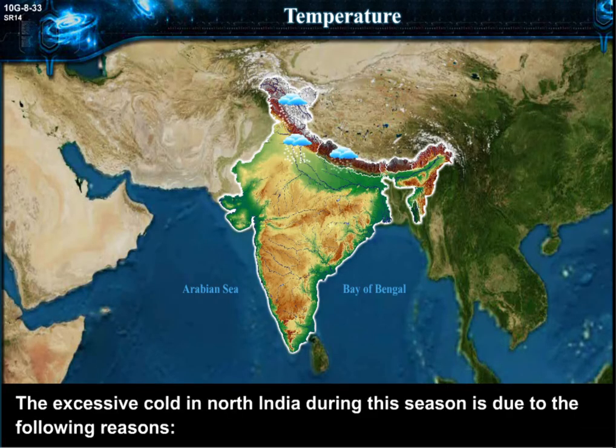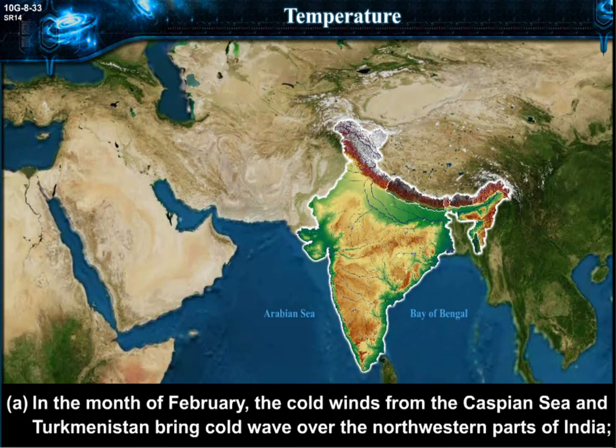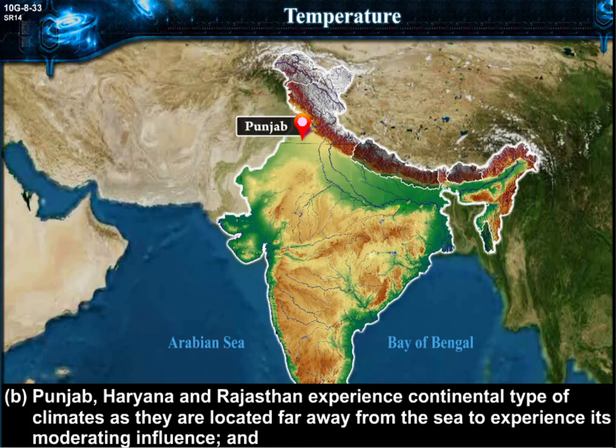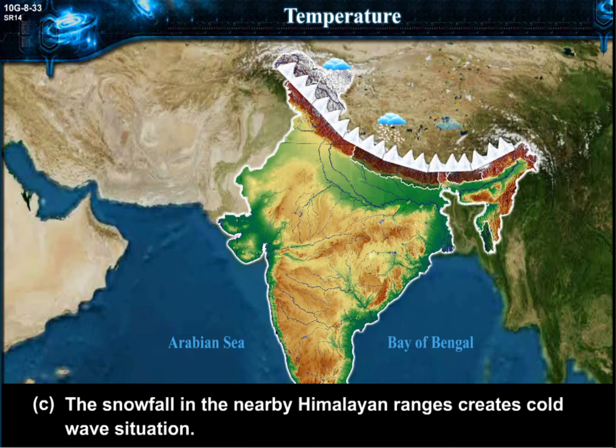The excessive cold in North India during this season is due to the following reasons. A. In the month of February, the cold winds from the Caspian Sea and Turkmenistan bring cold wave over the northwestern parts of India. B. Punjab, Haryana and Rajasthan experience continental type of climates as they are located far away from the sea to experience its moderating influence. And C. The snowfall in the nearby Himalayan ranges creates cold wave situation.